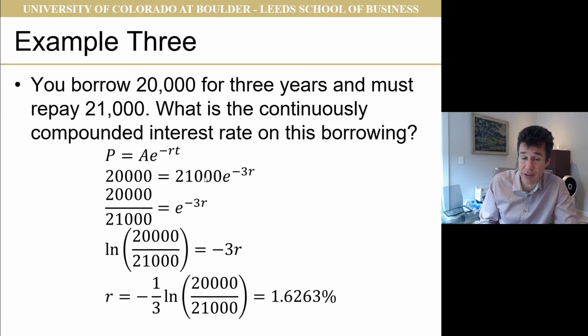Of course, we could have done this differently. We could have done $21,000 equals $20,000 e to the 3R, but those equations are the same. So we have $20,000 divided by $21,000 equals e to the negative 3R. We take the natural log of both sides. This gets rid of our e because e and the natural log are inverses. So we get natural log of $20,000 divided by $21,000 equals negative 3R. We solve for R and we get 1.6263%.